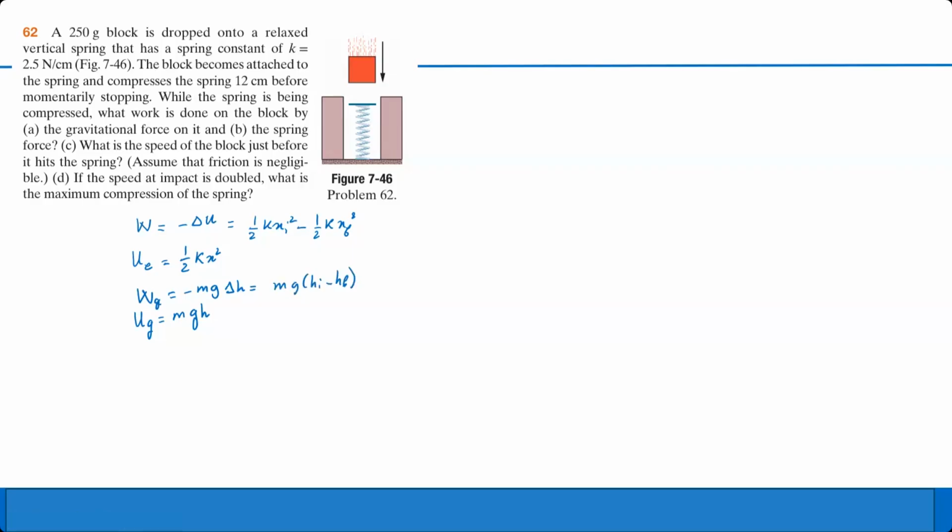So, okay, what's the question? A 250-gram block is dropped onto a relaxed vertical spring that has a spring constant of 2.5 newtons per centimeter. So the mass is 250 grams. I'll convert that to kilograms. The spring constant K is 2.5 newtons per centimeter, which is actually 2.5 newtons over centimeter times 10 power minus 2 to make this in meters.